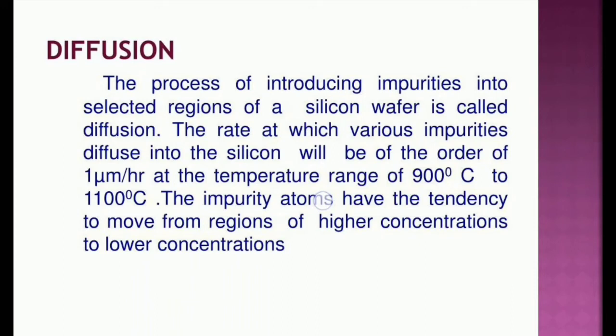The rate at which the various impurities diffuse in silicon is on the order of 1 micrometer per hour at a temperature of 900 degrees Celsius to 1000 degrees Celsius. The impurity atoms have a tendency to move from regions of higher concentration to lower concentration.